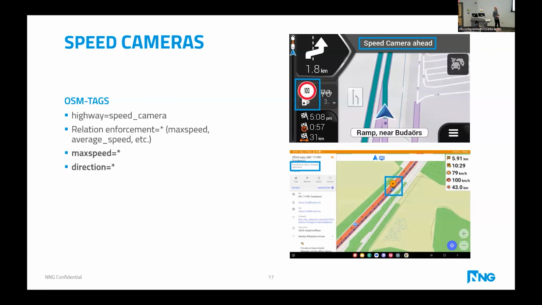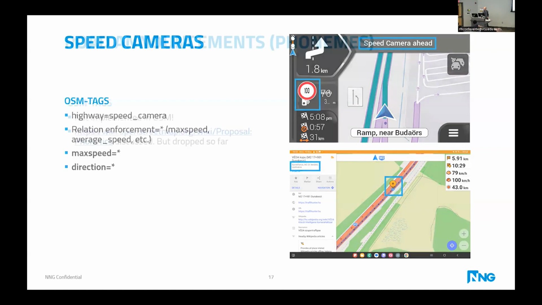But what is needed for the proper functionality of these is the max speed information and the direction in which you have to measure the speed. This was not mapped for many of the speed cameras. So it's also a good way to improve the data here, with mapping challenges and other initiatives.